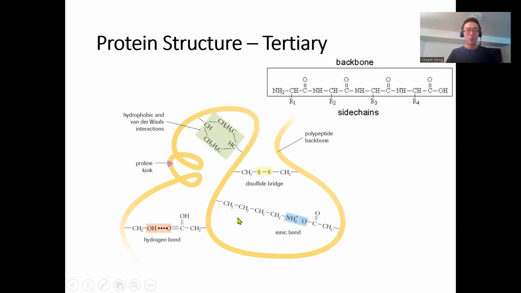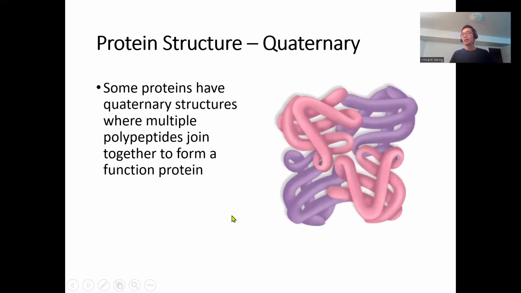Finally, quaternary structure. Not all proteins will have a quaternary structure. Some will. What that means is you would have multiple peptides coming together. I don't have another one of these, but imagine this is one of the peptides, and you will have another one that comes together, and then another one, like this picture. So this protein has 4 smaller proteins in it. That's the quaternary structure.